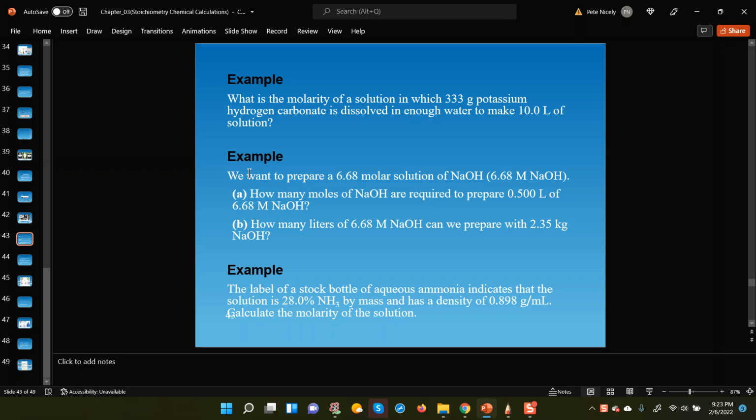So let's move on now to the next example. It's a two-part question. The question says we want to prepare a 6.68 molar solution of sodium hydroxide. We're trying to make that solution, and the question is asking how many moles of sodium hydroxide are required to prepare 0.500 liters of that solution.